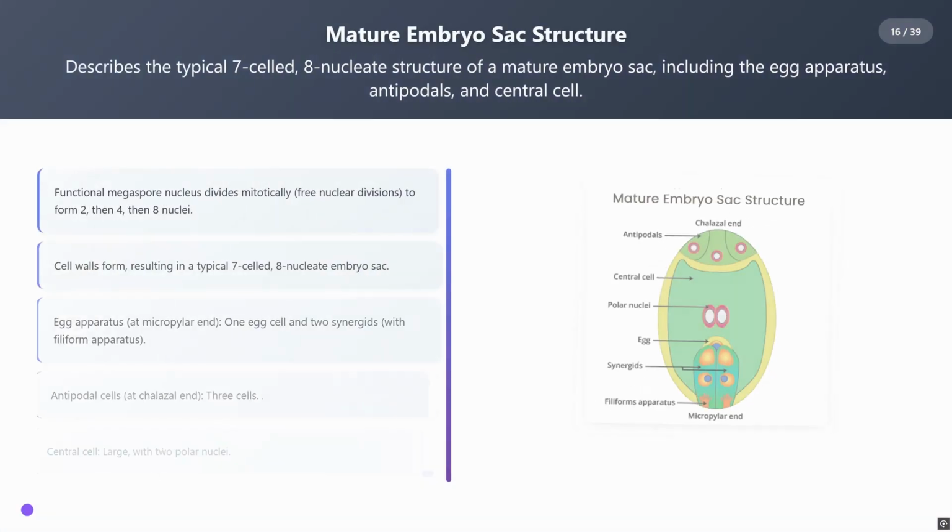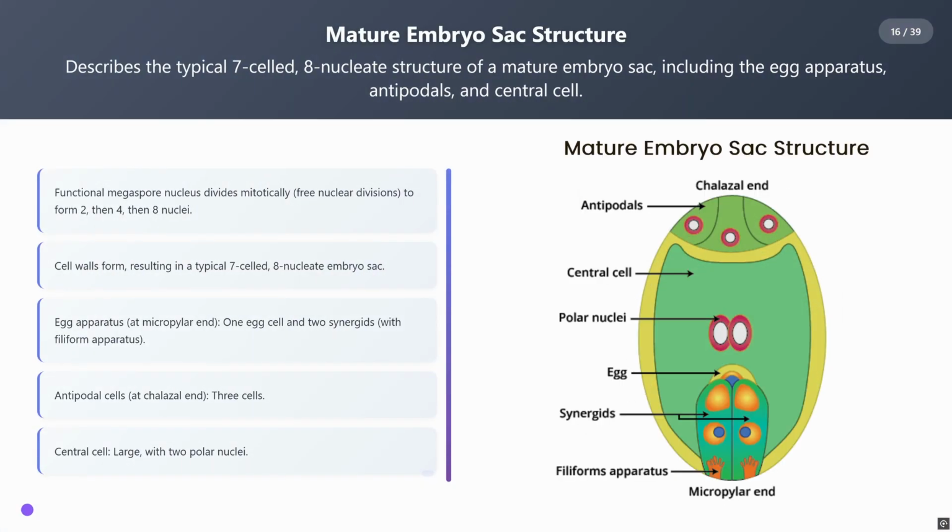It's a fascinating process involving mitotic divisions, but only of the nucleus initially. First, the nucleus of the functional megaspore divides by mitosis to form 2 nuclei. These 2 nuclei then migrate to opposite ends, or poles, of the developing embryo sac. So now we have a 2-nucleate embryo sac. Okay, one nucleus at each end.